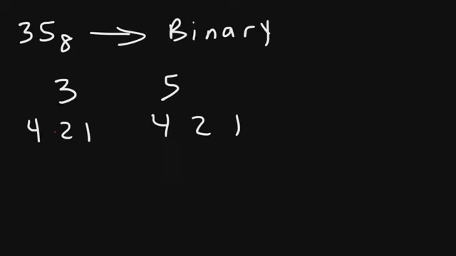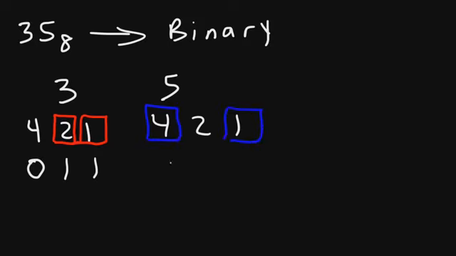Now 3 is the sum of 2 and 1. So we're going to replace 2 and 1 with a 1, and we didn't use the 4, so let's replace that with a 0. Now 5 is the sum of 4 and 1. So let's replace 4 and 1 with a 1. We didn't use a 2, so let's substitute that with a 0.